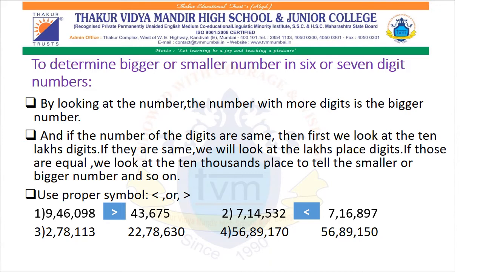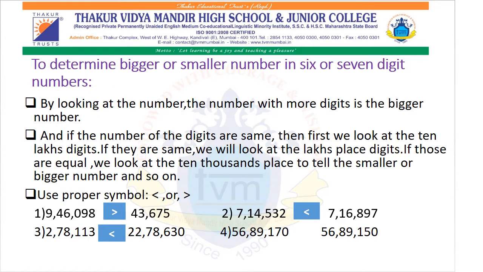We'll try the third one. The numbers are 2,78,113 and 22,78,630. Looking at both the numbers, one is 6 digit, another is 7 digit. So naturally the 7 digit number is greater.